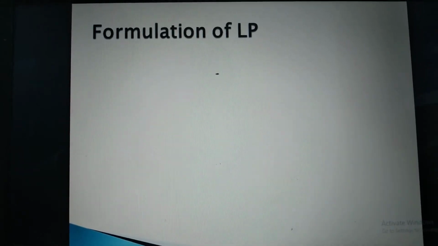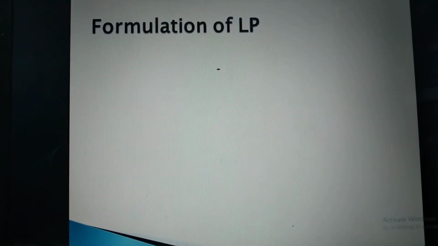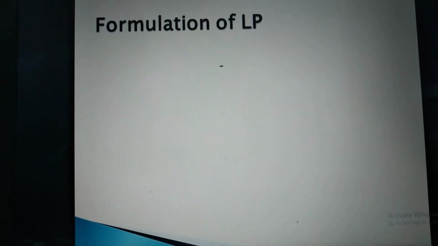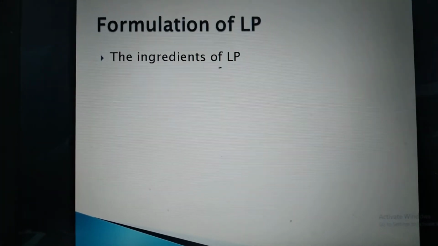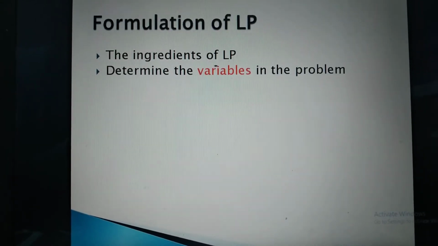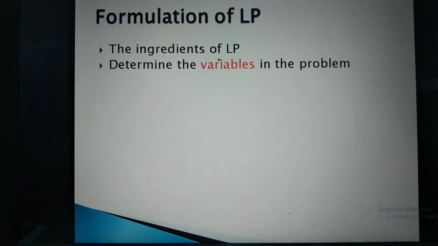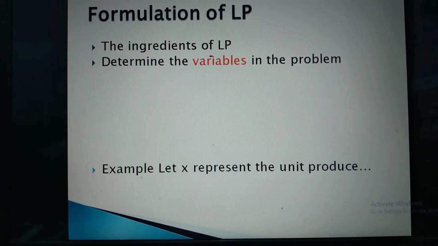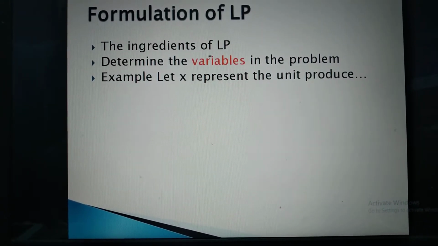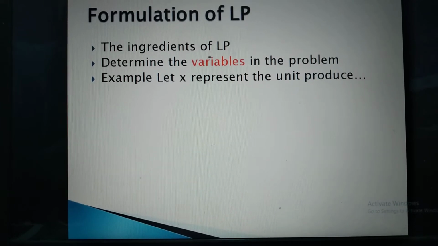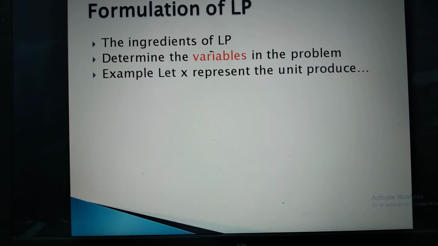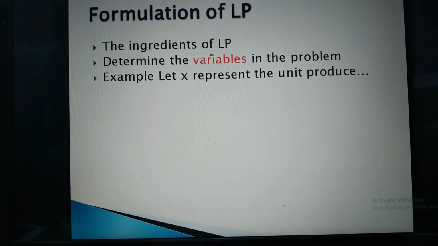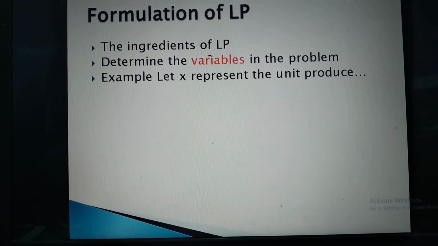Next is, how do you formulate a linear programming? Now, in the formulation of linear programming, there are things that we need to put in place. The ingredients of linear programming. Number one, determine the variables in the problem. For example, let X represent the units produced. That is how you determine the variables in a problem.